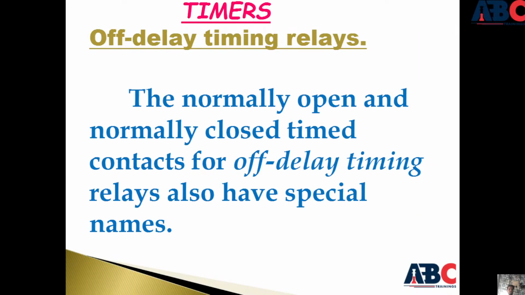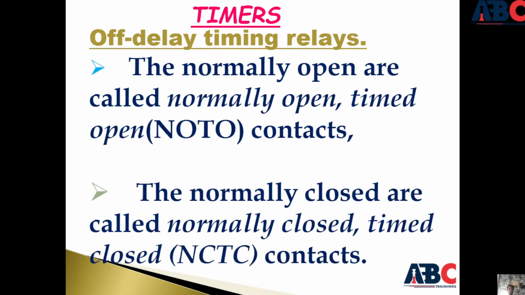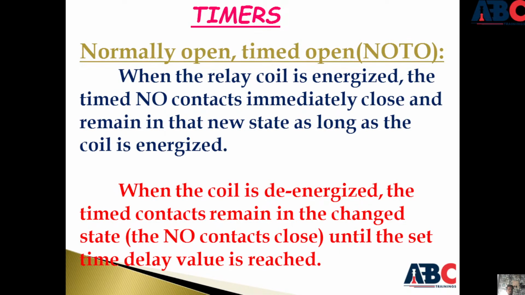Off delay timing relays: the normally open and normally closed time contacts for off delay timing relays also have special names. The normally open are called normally open timed open contacts. The normally closed are called normally closed timed closed contacts. Normally open timed open: when the relay coil is energized, the time contacts immediately close and remain in that new state as long as the coil is energized. When the coil is de-energized, the time contact remains in the changed state until the set delay value is reached.